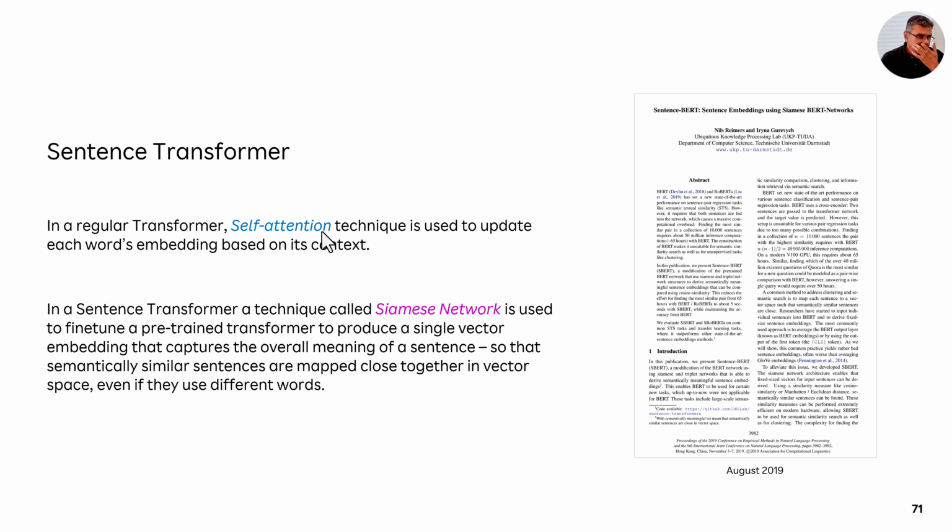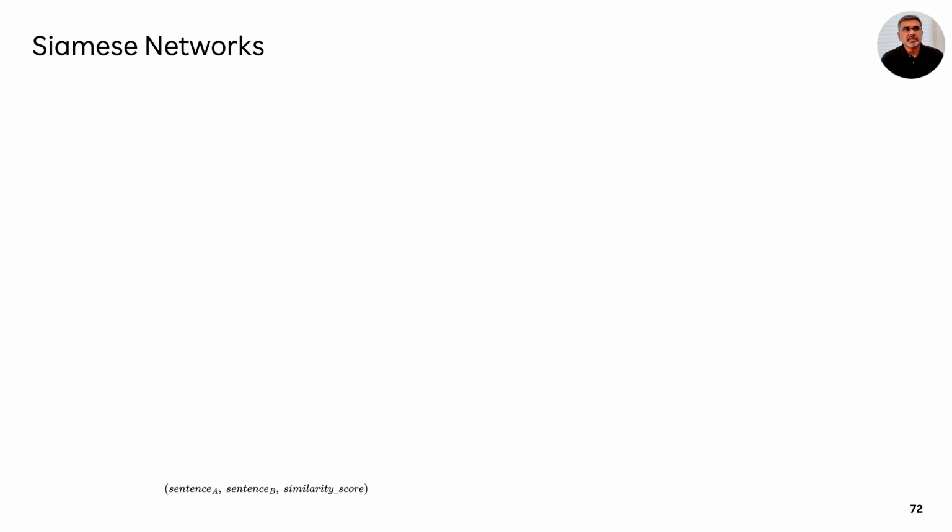Now, this sentence transformer was published in a paper called Sentence BERT, and it proposes a strategy called a Siamese network that you could use to fine tune a pre-trained encoder-only large language model to generate sentence embeddings that can be used for sentence similarities. So I'll tell you how you would build a Siamese network based fine tuning strategy.